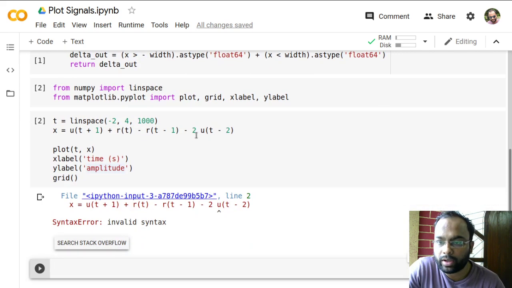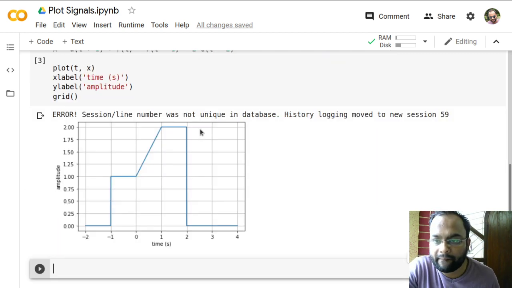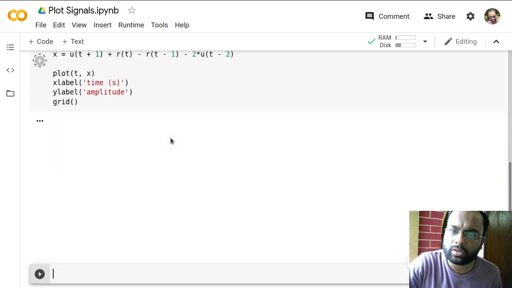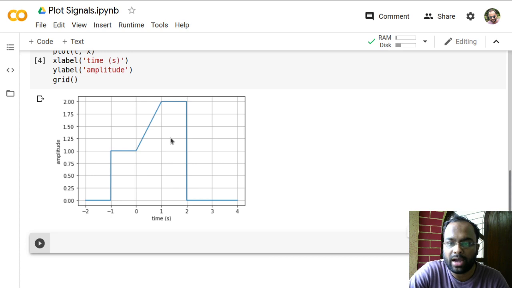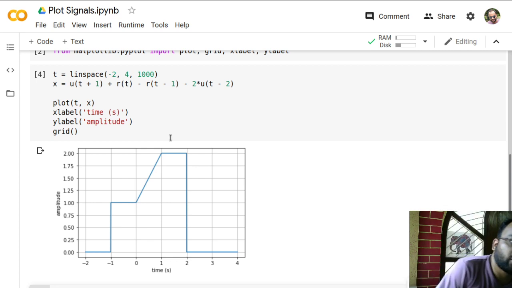okay, not 2 ut, 2 star, of course, because I'm multiplying 2, right? It's a programming language, of course, right? So this is a signal that we... it did show some weird error. Okay, anyway, don't worry about that. So we now have a plot for the signal that we just did moments ago. So let me know if you can actually follow what we did earlier.